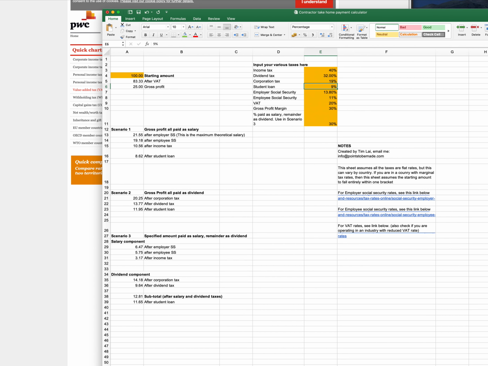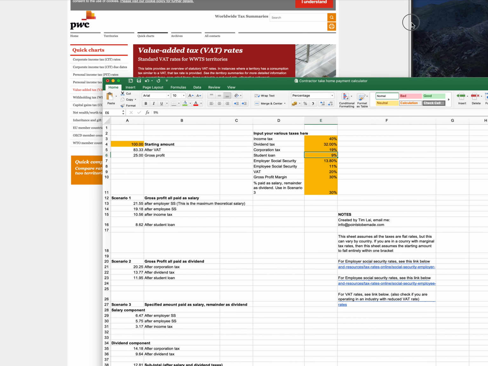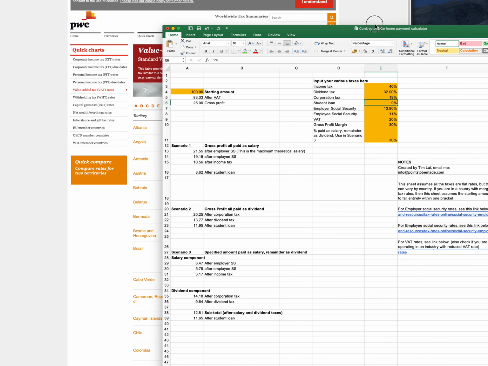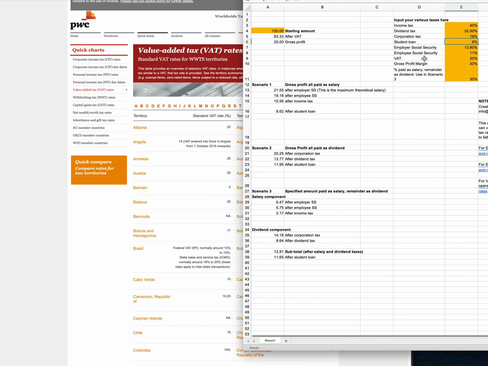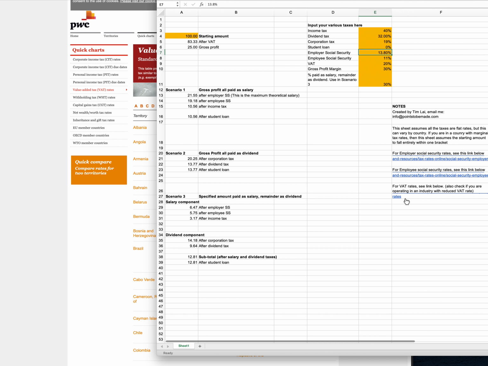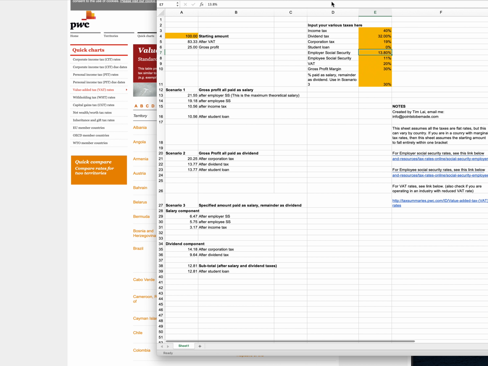Student loan, so most countries assume that you have a student loan of some kind. I've taken 9% because that's what the UK charges, but assuming you do have a student loan, put 9%. If you don't make any student loan payments, put 0%. Okay, now we get to the important three. So employer social security, employee social security, and VAT. So I've included links to get to the VAT rates, all three rates here. Okay, so I've already opened these three tabs.